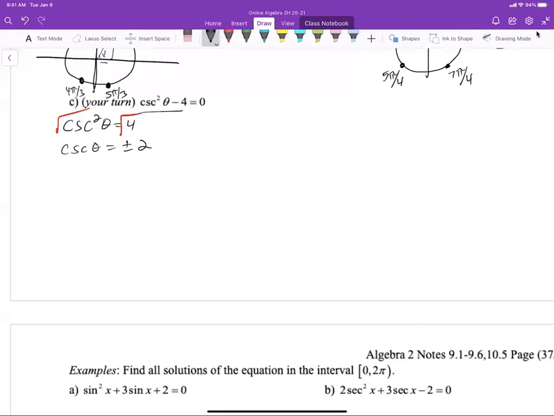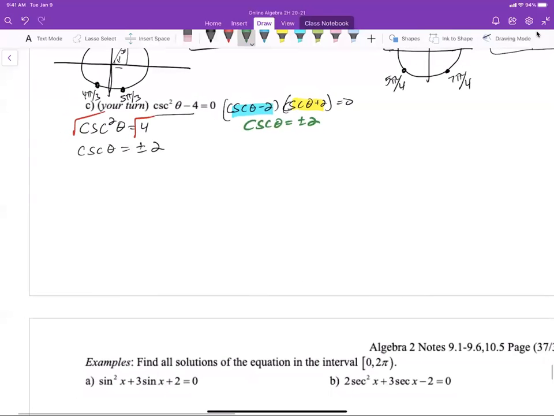You could have also factored. This is a difference of 2 squares. So this would have been cosecant theta minus 2 times cosecant theta plus 2 is equal to 0. Set each one of those individually equal to 0 and solve, and you would have found the exact same answer of cosecant theta equal to plus or minus 2. Okay, I don't like working with cosecant. That is related to sine. So I'm going to go ahead and convert that to sine, and that will equal plus or minus 1/2, which is the reciprocal.